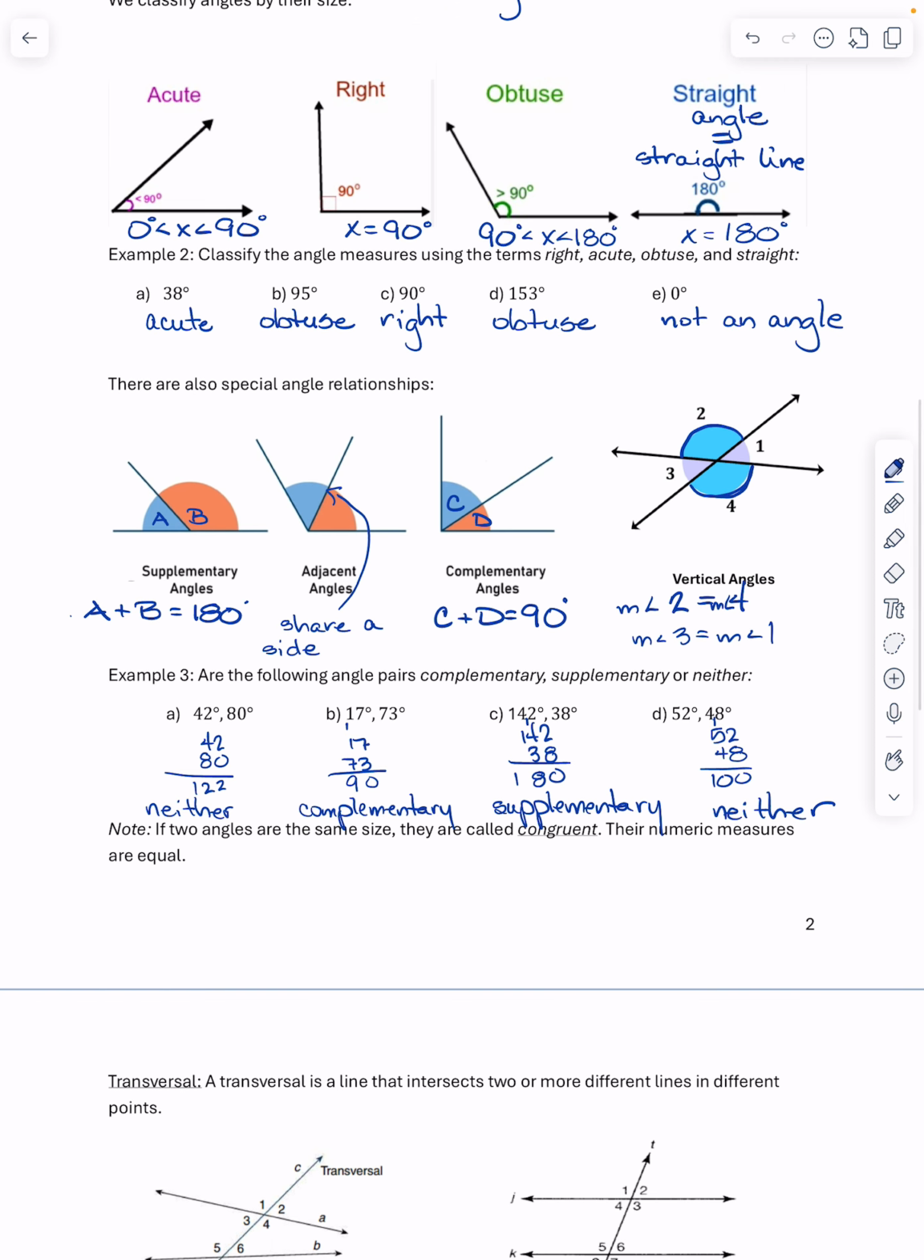If two angles are the same size, they are called congruent. We can say angle A is congruent to angle B, using the equal sign with the squiggle on top. If we are talking about just the numbers, measure of angle A equals measure of angle B. Sometimes you'll see it like this: measure of angle A, measure of angle B. Those both mean the same thing.